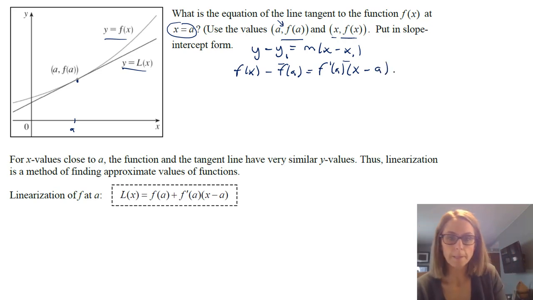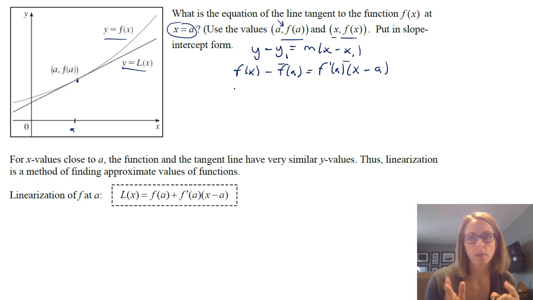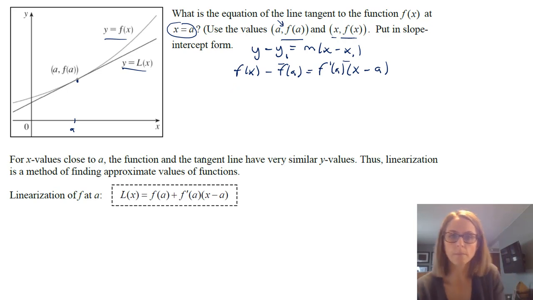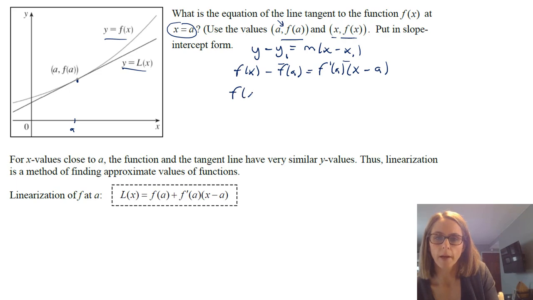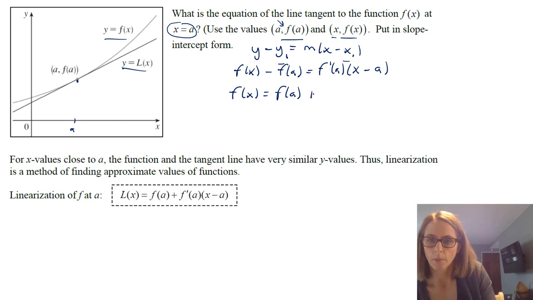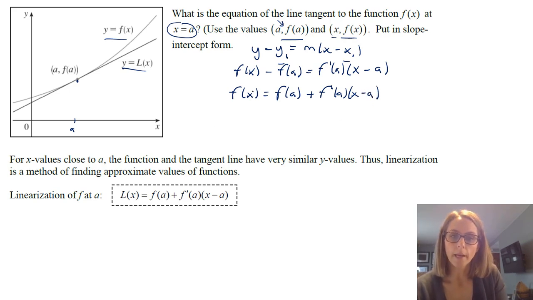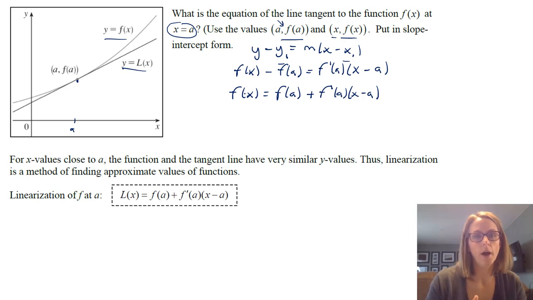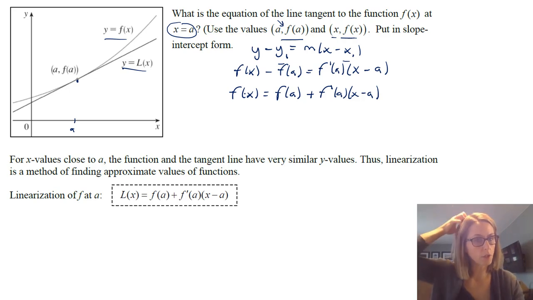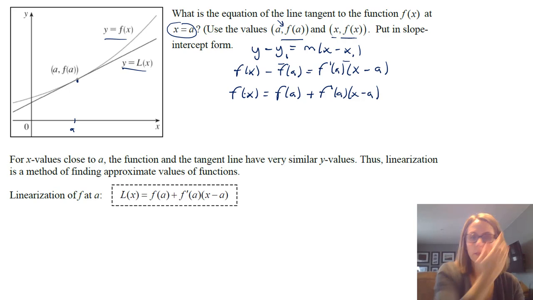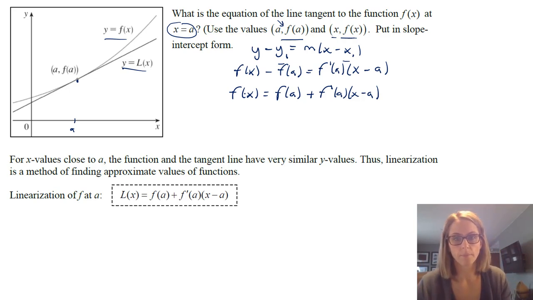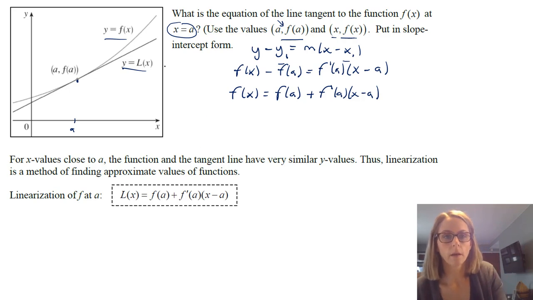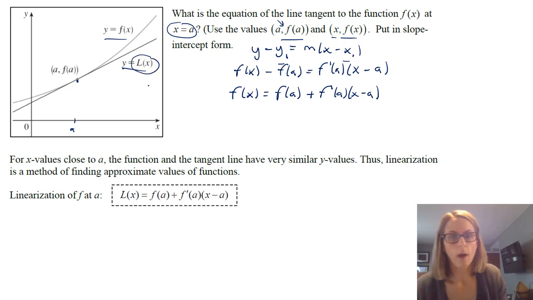So we have something that looks like this. And again, this would be the equation of L of x. And if I solve it for f of x, notice that I get f of a plus f prime of a times x minus a. Now the point of doing that and understanding that that would be the equation of the line tangent to the function is that f of x is approximately that y value of L of x.